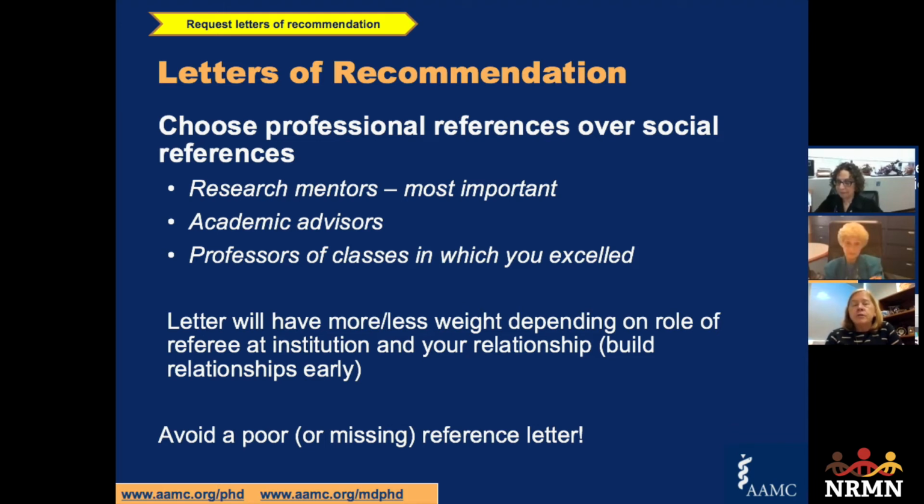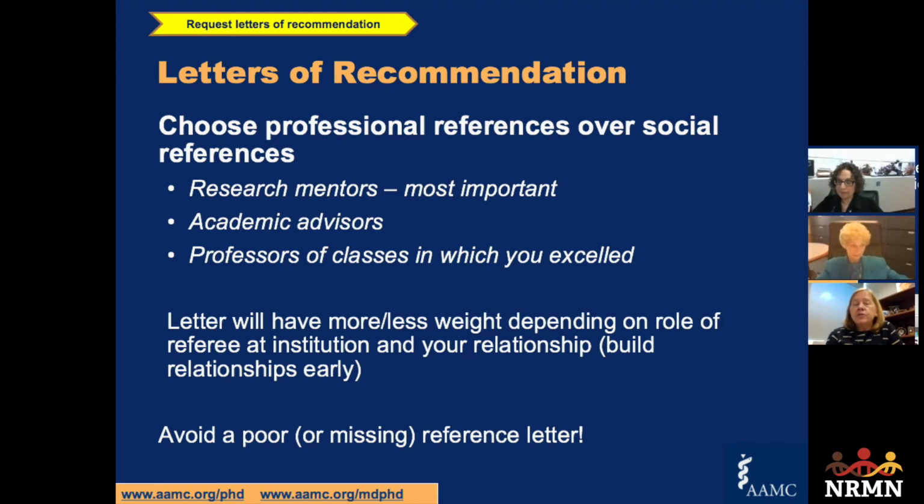These are the absolute most important letters of recommendation because admissions committees are made up of research scientists, and they have most in common with research mentors, and they will be able to understand how they assess you and rank you best in letters from research mentors.